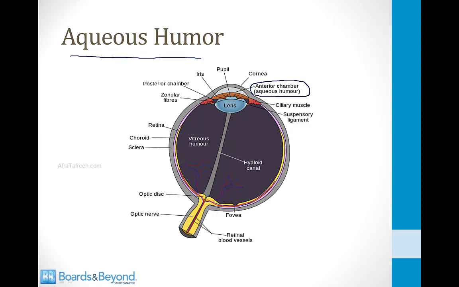There's also a smaller area called the posterior chamber, which sits behind the iris. So in front of the lens, there is the posterior and anterior chamber, and it's divided by the iris so that the posterior chamber is behind the iris and the anterior chamber is in front of the iris. And the anterior and posterior chamber both have aqueous humor, and don't confuse that with vitreous humor, which is what's in the back of the eyeball.